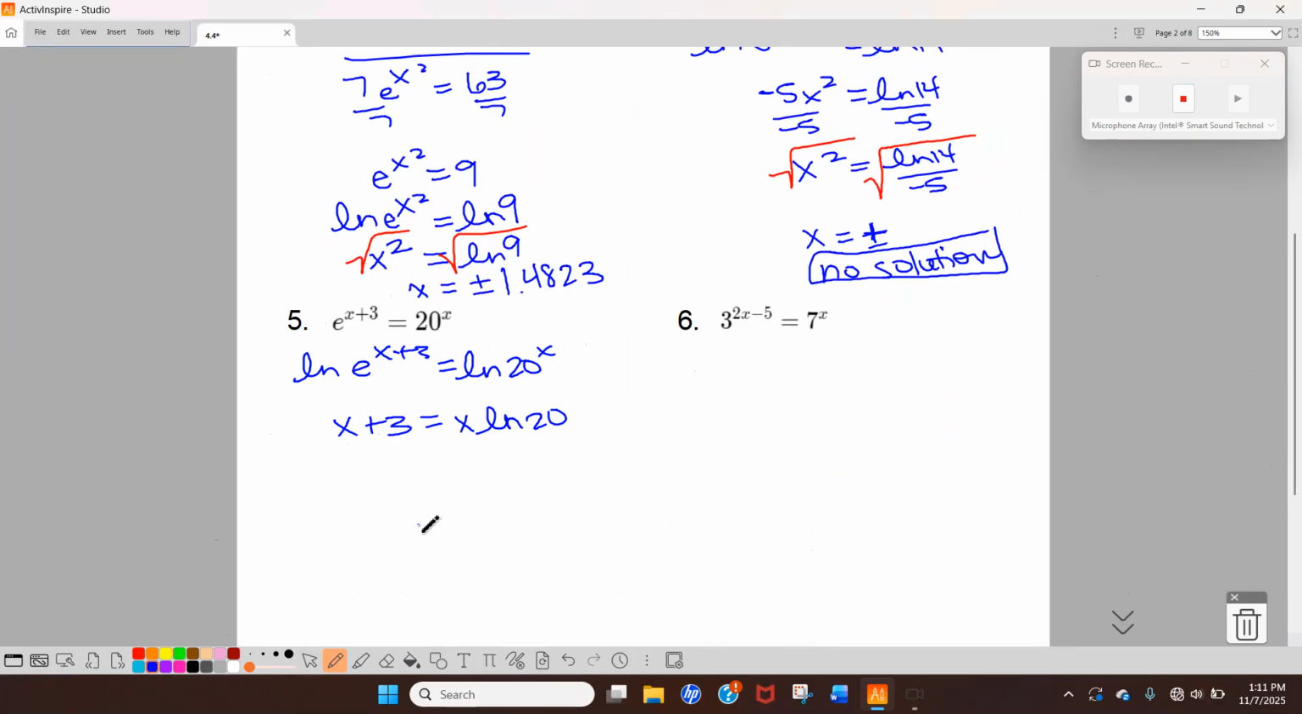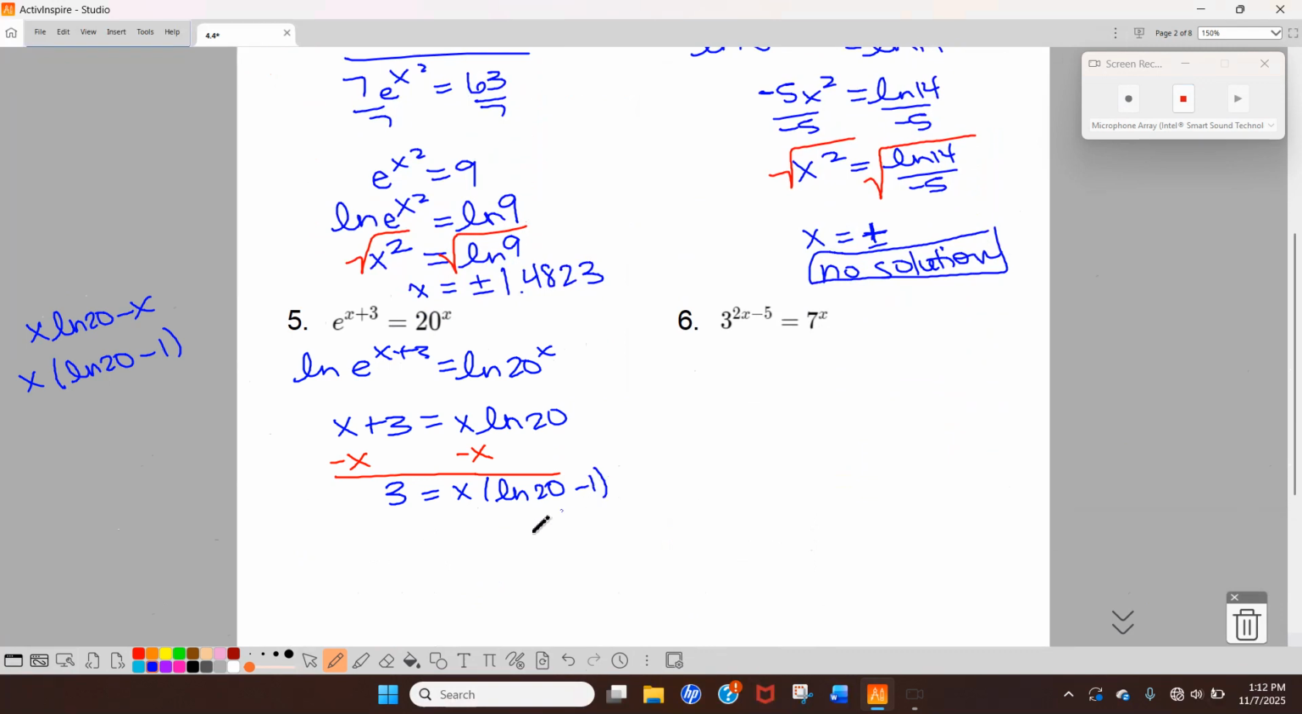All right, so now I need my x's on the same side. So we're going to subtract x. And I need you to be careful. Here they cancel because that's a plain x minus a plain x. And the 3 comes down. Here they don't cancel because this x is being multiplied by ln of 20. So if you think about it as x ln 20 minus x, I can factor an x out and have ln of 20 left here and 1 left here. So that's how I'm going to write it.